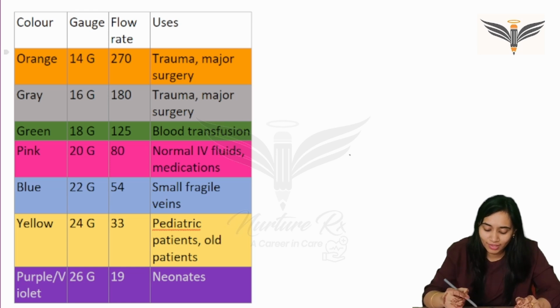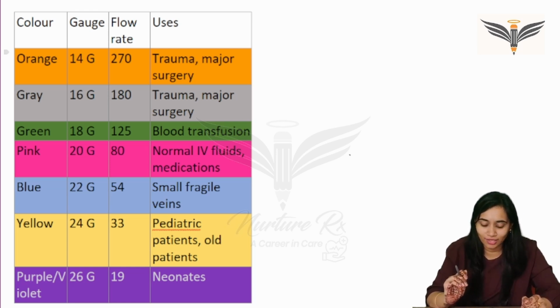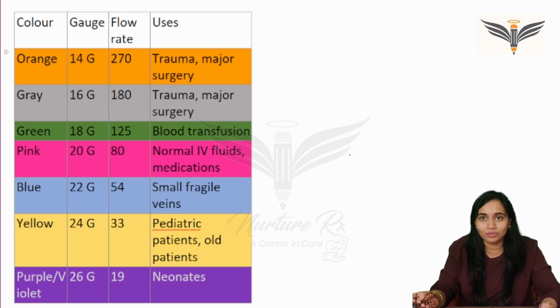So the next one is green color. Green color is 18 gauge cannula, and what is it used for? You have to remember that primarily it is used for blood transfusions. Whenever you have to transfuse blood to a patient, what cannula are you going to put? It will be a green colored 18 gauge cannula, right?